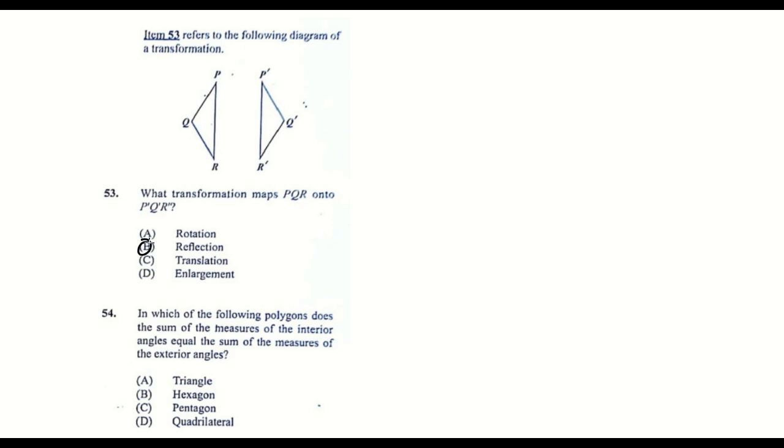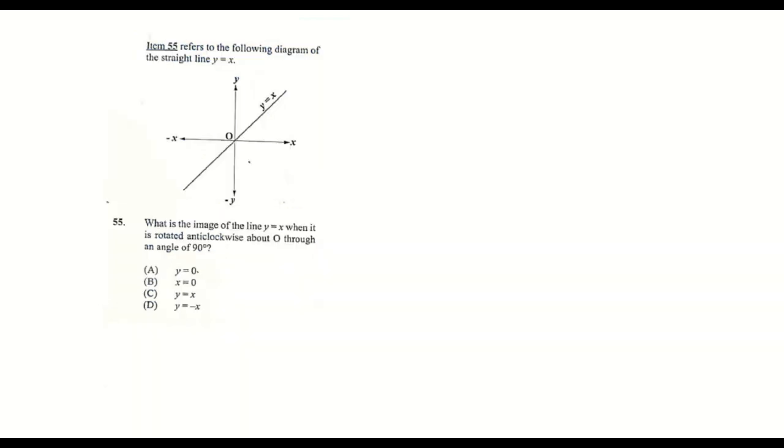This is a reflection. In which of the following polygons is the sum of the measure of interior angles equal to the sum of the exterior angles? We know that the sum of exterior angles is always equal to 360. The one that has interior angles of 360 is a quadrilateral, so that's D. This is our next repeated question. It rotated 90 degrees anti-clockwise. So this is the line here, which is y is equal to negative x.